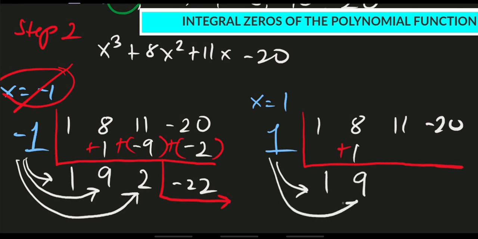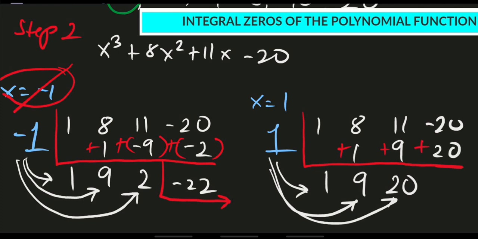Okay, and multiply it again. 1 times 9 is 9, and then add. So we have 11 plus 9, right, that is 20, and 1 times 20 is equal to positive 20, and then add. Negative 20 plus 20 is equal to 0.